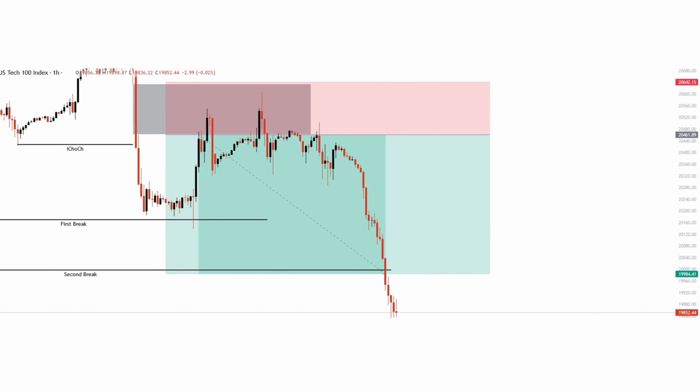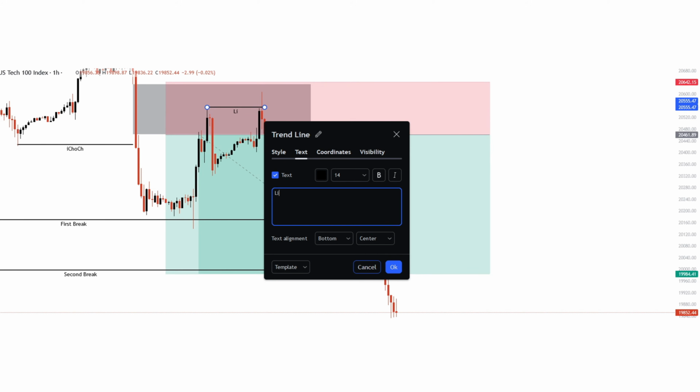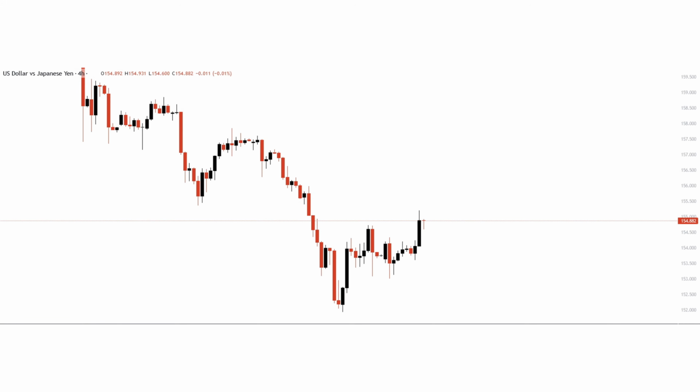This setup took much longer than the last one, but it's completely fine if it is closed with a win. It took some time to liquidate some other traders with this liquidity sweep, just to push it to the downside afterwards. On to the next one.